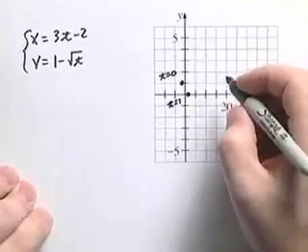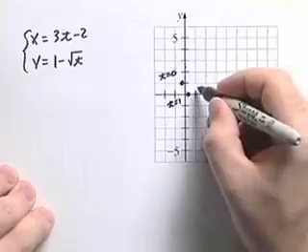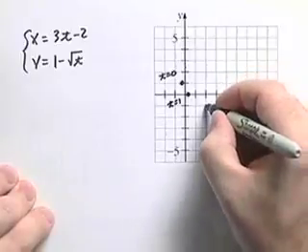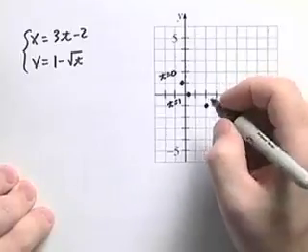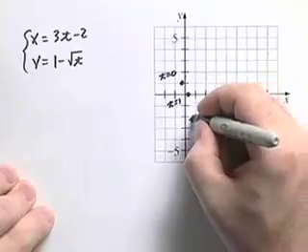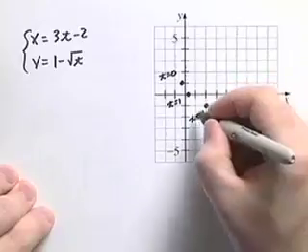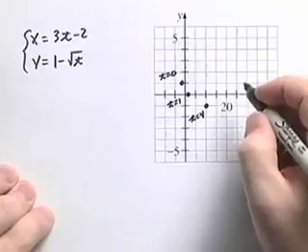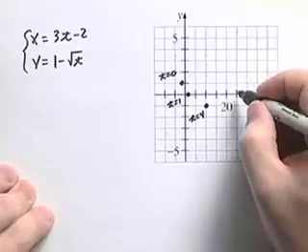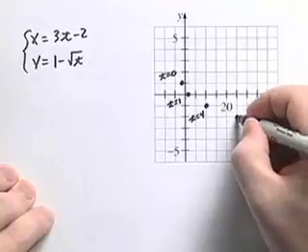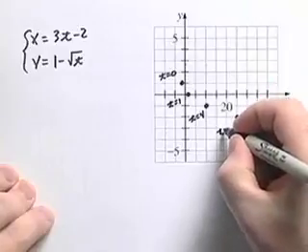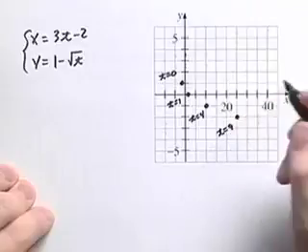Then we plot the point 10 comma negative 1. So we have 10, negative 1. And that corresponds to the value t equal to 4. And then lastly, we're going to plot the point 25, negative 2. So go to 25, go down negative 2, and that corresponds to t is equal to 9.